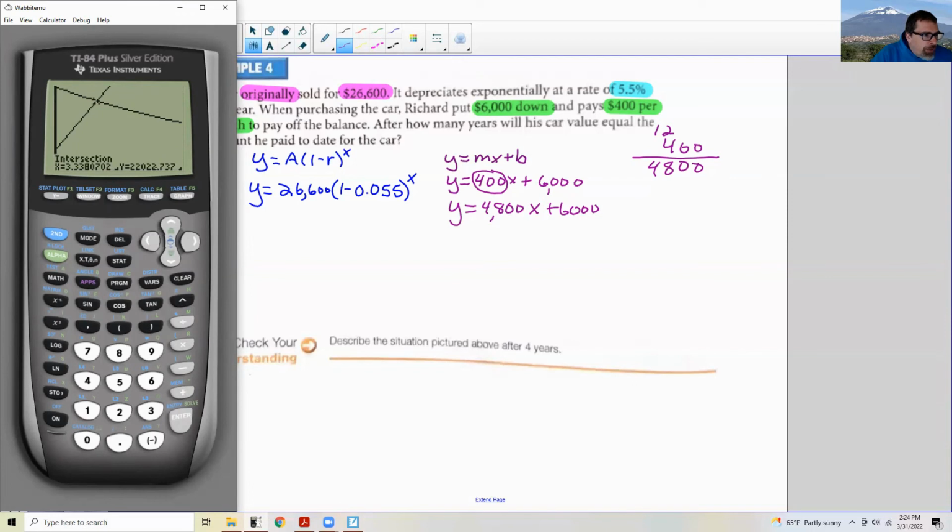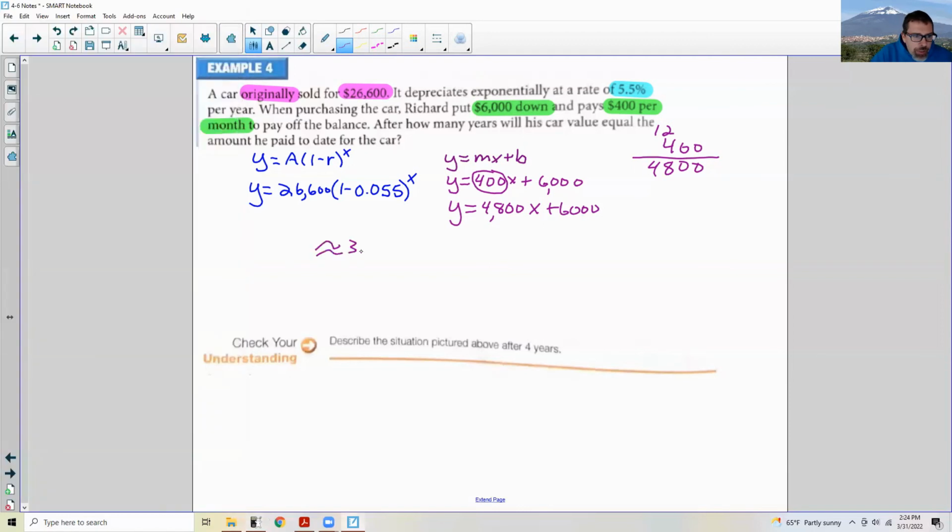The car's value and how much he paid is going to be $22,022.74. And it's going to be approximately 3 1/3 years, or 3 years, 4 months. So I would say approximately 3 years, 4 months.